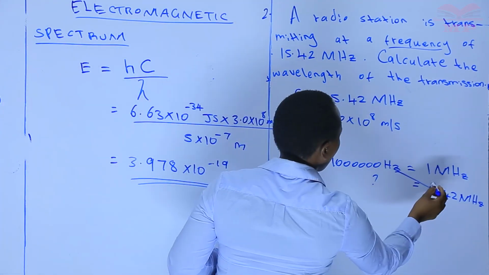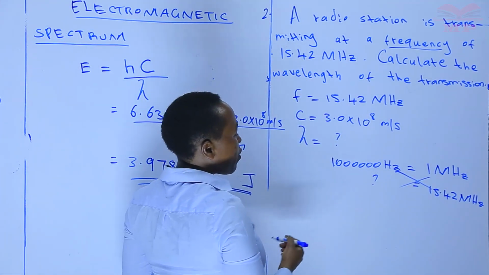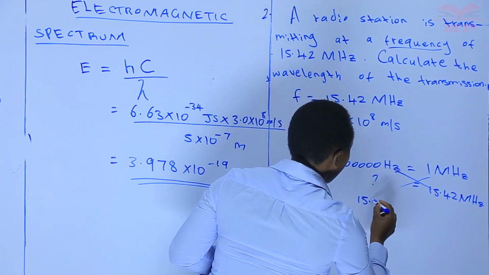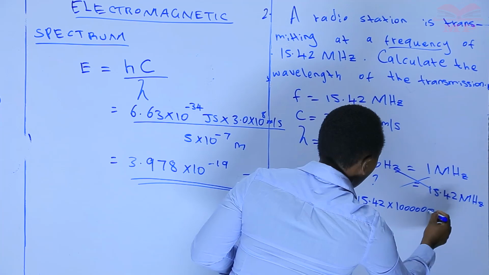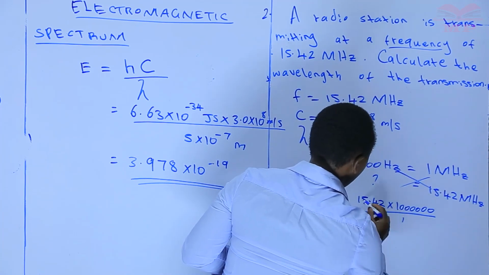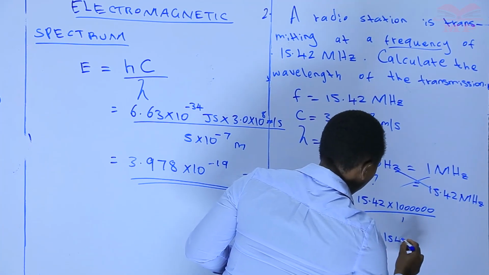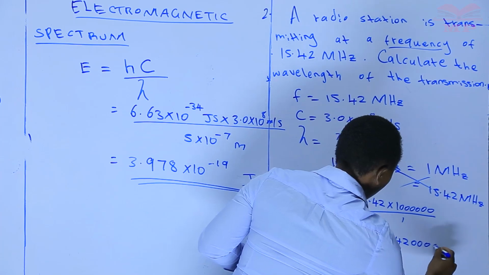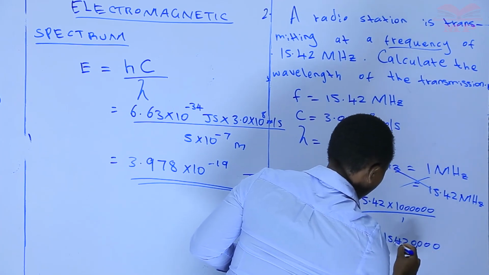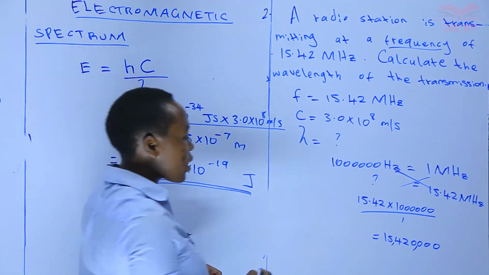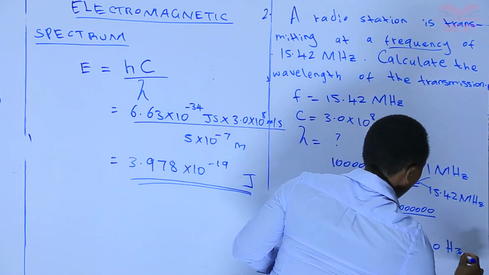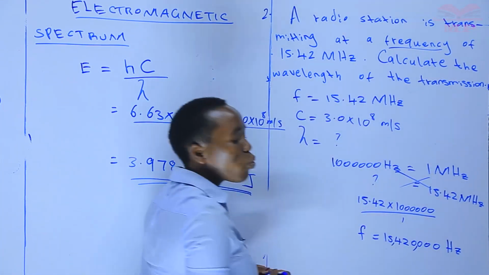So we have 1,000,000 multiplied by 15.42 divided by 1. So we have 15.42 multiplied by 1,000,000 all over 1. So that will be 15,420,000 hertz. So that is the frequency that we are going to use.